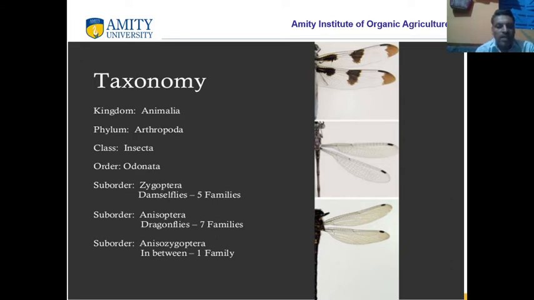Suborder Anisoptera: the best example is dragonflies. This is the largest suborder in this order. They have seven families. The largest number of families are found in Anisoptera. Suborder Anisozygoptera: only one family belongs to Anisozygoptera.